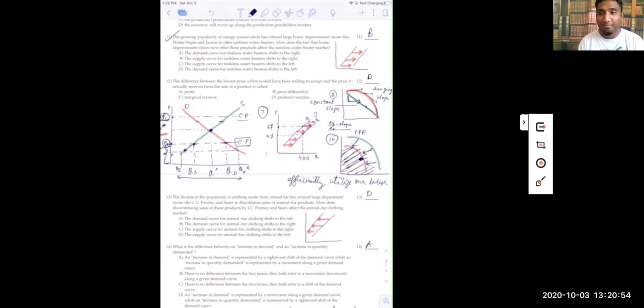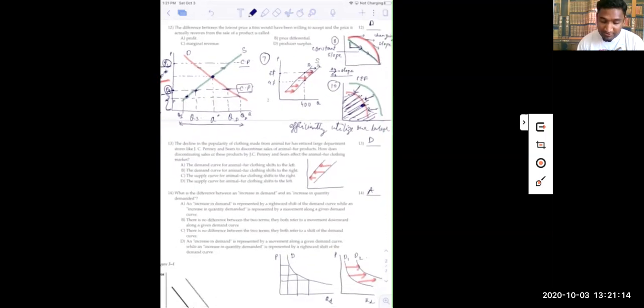So for the same price, we will have more quantity of tankless water heaters. So this will happen at each price level. This means that our supply curve will shift to the right like this. So B is the correct answer. Moving on to question 12.